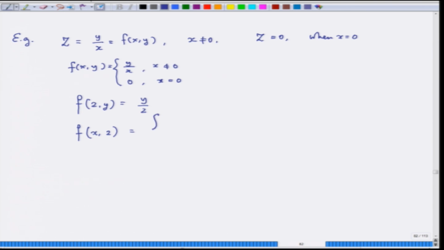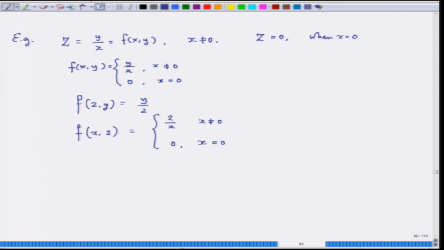Then this function is, say, 2 by x when x is not equal to 0 and equal to 0 when x is equal to 0. This function becomes discontinuous as a function of x. Now, let us look at this function f(x, y) equal to y by x. This is discontinuous only at 0, when I am fixing y and allowing x to move.